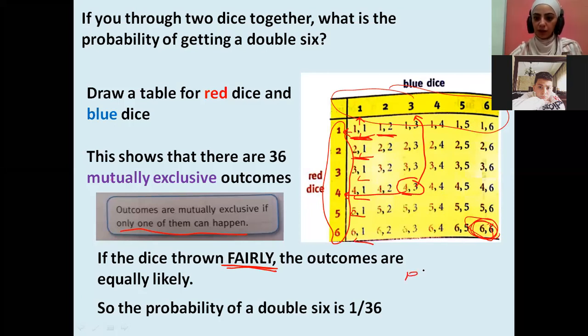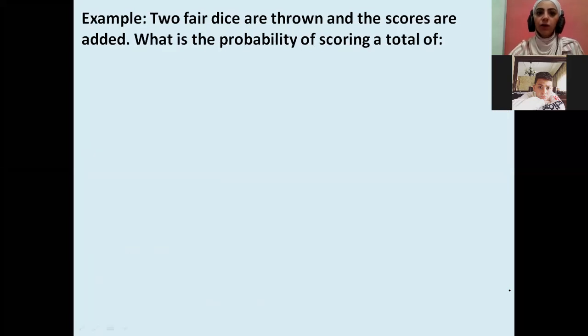The probability of getting 6 with 6 is 1 over 36. You don't need to write it as a decimal. 1 over 36 is enough. Okay? Now, same question. 2 fair dice are thrown and the scores are added.